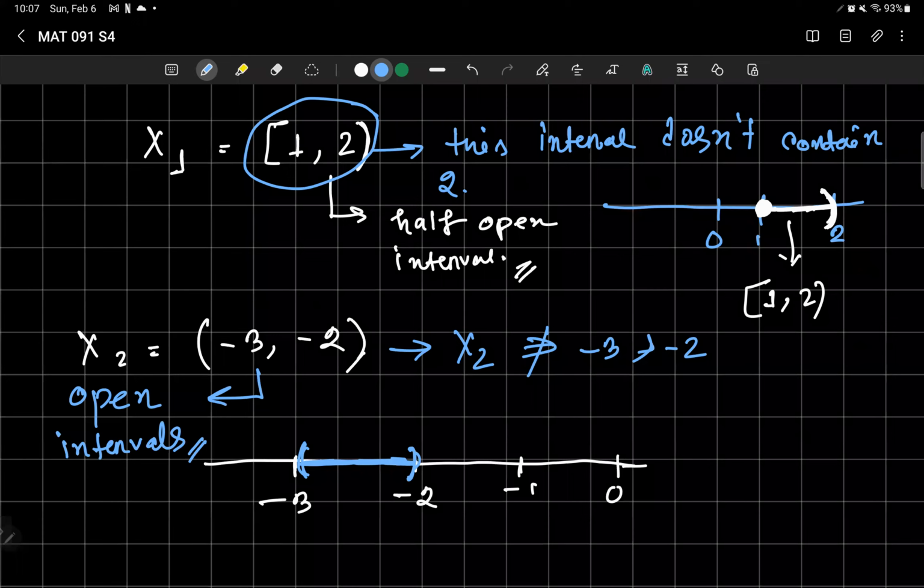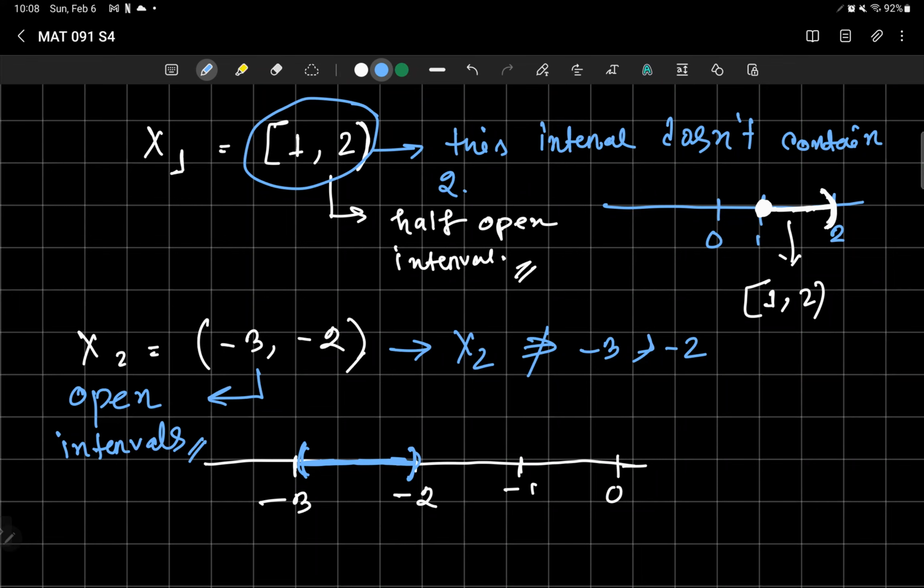Any more questions regarding this? This will be helpful when you study functions, especially when you are considering domains or ranges and so on. These ideas will be in use.